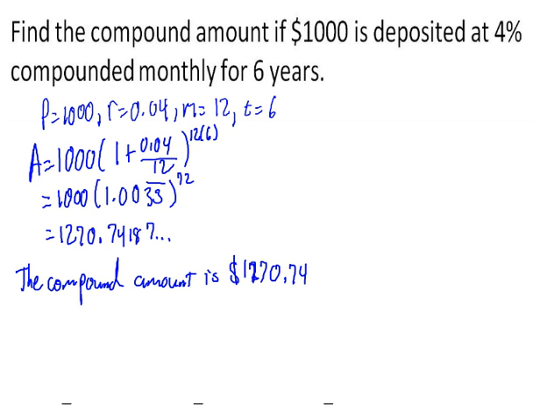Now, if it had been compounded, let's say semi-annually, that means it would have been 2 times per year. It would have been a little bit more than annually, but less than if it was compounded monthly. And let's say if it's compounded quarterly, that means 4 times a year. Again, the future value would be somewhere between if it's compounded semi-annually and if it's compounded monthly.